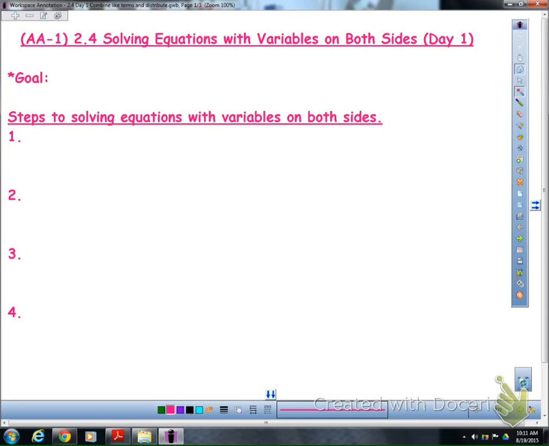Today we are going to start solving equations with variables on both sides. Our goal is still the same: to get our variable by itself. Now, this time we have 4 steps in order to get our variable by itself. So I'm going to write them down, and you pause it, and you all can copy the 4 steps down.